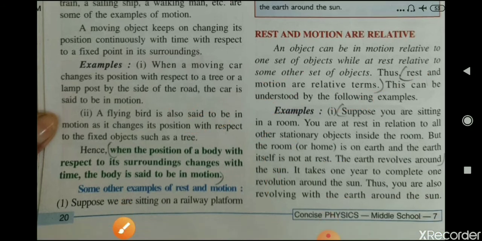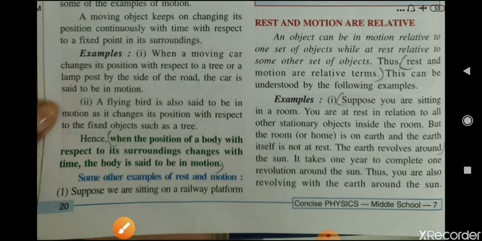A flying bird is also said to be in motion as it changes its position with respect to a fixed object such as a tree. Hence, when the position of a body with respect to its surrounding changes with time, the body is said to be in motion. Understood? Now, what do you mean by rest and motion? I hope that it is clear to you.